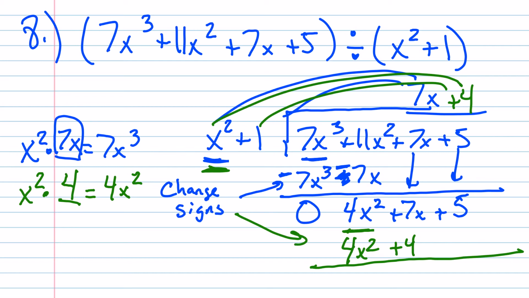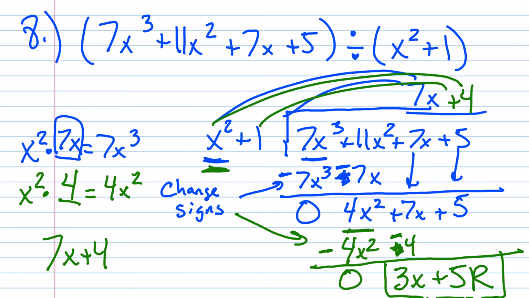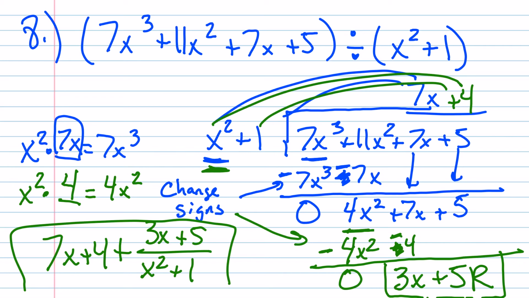Now I'm going to change both my signs. 4x squared is negative, which makes this 4 negative. My 0 shows up. Now I'm left with 7x minus 4 is 3x plus 5. And that's my remainder. It's my remainder because I'm out of space. So my final answer becomes 7x plus 4 plus 3x plus 5 all over x squared plus 1. And that's my final answer.